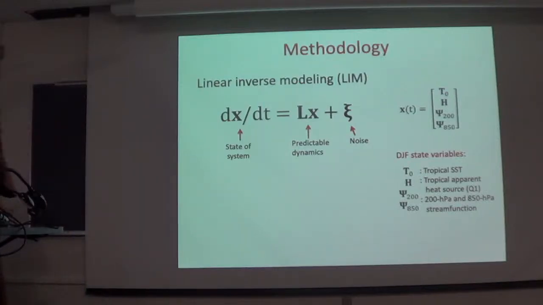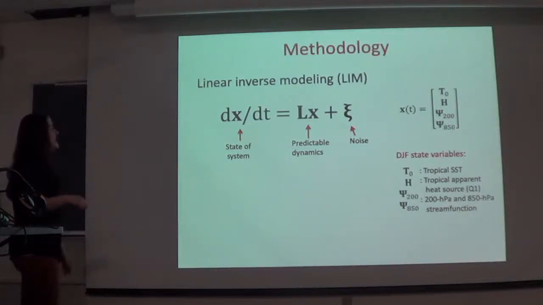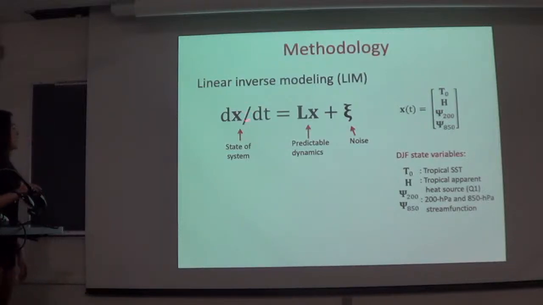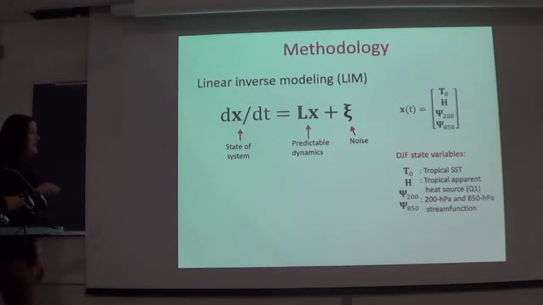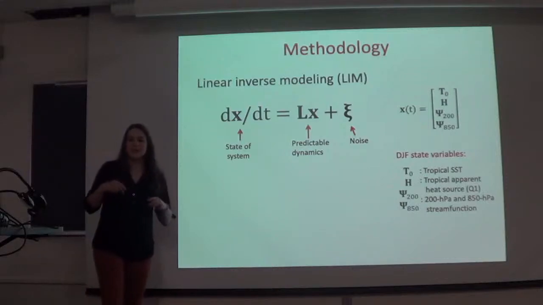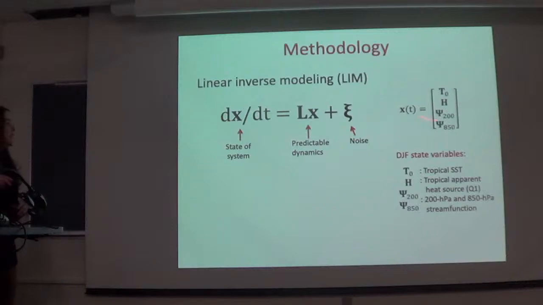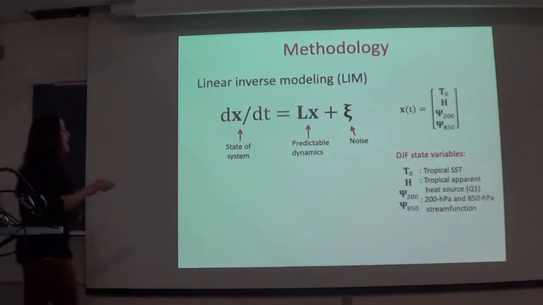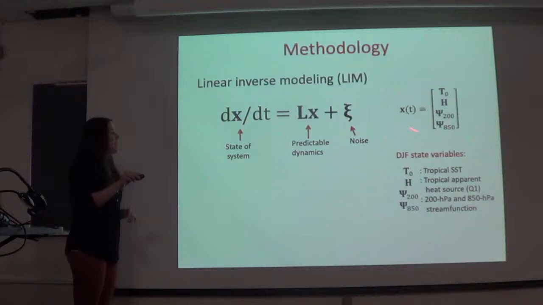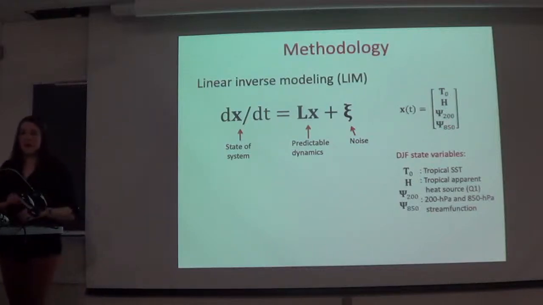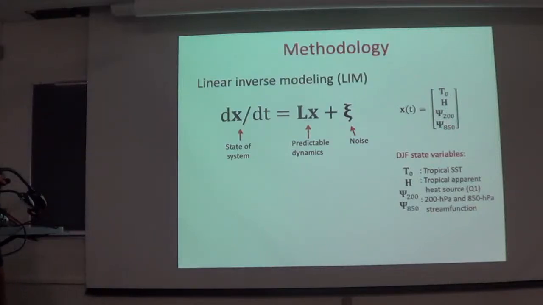The LIM assumes that the state of the system, which we call X, includes all of our data sets: tropical SST, our heating, and our stream function all go into X. All of our data sets are EOF truncated to focus on the large-scale variability and reduce some of the noise. So what's included here are the time series of those EOFs, the principal components. Here's where all of our data goes into X.